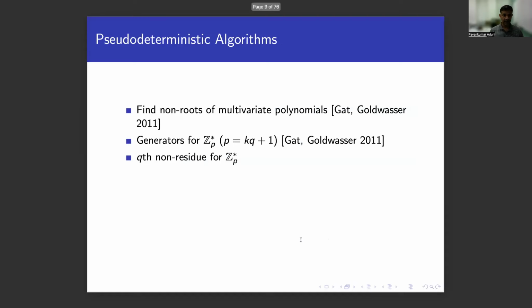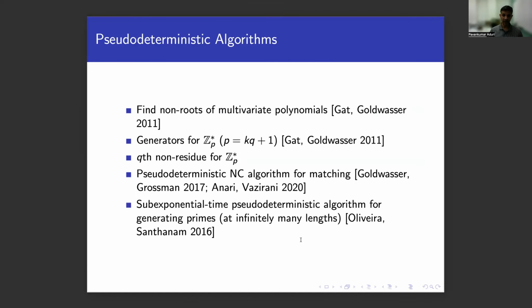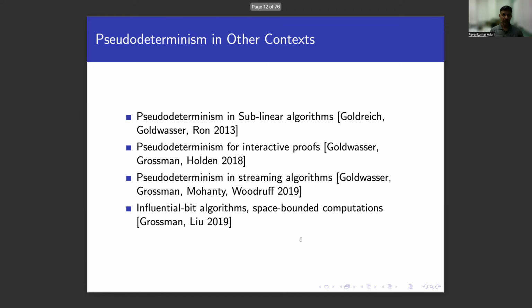Now, in the work where they introduced the notion of pseudodeterministic algorithm, Gat and Goldwasser designed pseudodeterministic algorithms for a few algebraic and number theoretic problems, such as finding non-roots of multivariate polynomials, finding non-residues, and finding generators of certain groups. And the works of Goldwasser, Grossman, Anari, and Vazirani designed a pseudodeterministic NC algorithm for finding matchings in graphs. When it comes to prime generation, there's an interesting result by Oliveira and Santhanam, who showed that there is a sub-exponential time pseudodeterministic algorithm for this problem, and this algorithm works at infinitely many lengths. In addition, the notion of pseudodeterminism has been studied in several other contexts, such as sublinear algorithms, interactive proofs, streaming algorithms, and space-bounded computations.